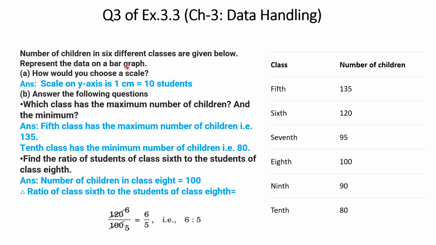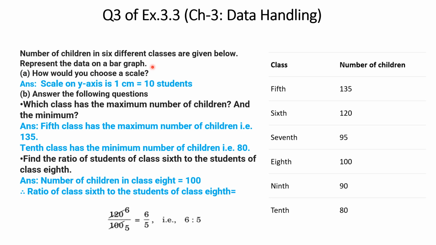The first part was to represent the data on a bar graph. Then there are certain questions that we have to answer. First is, how would you choose a scale? So how did you choose the scale? We chose that 1 centimeter is equal to 10 students, because the maximum number of students was 135 and the minimum number of students was 80. And they were mostly multiples of 10 and 5, which can be easily drawn. So we have chosen the scale on the y-axis as 10 students. 1 centimeter is equal to 10 students.